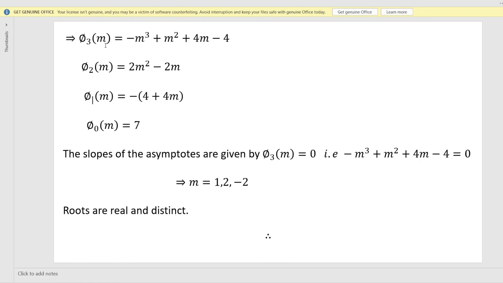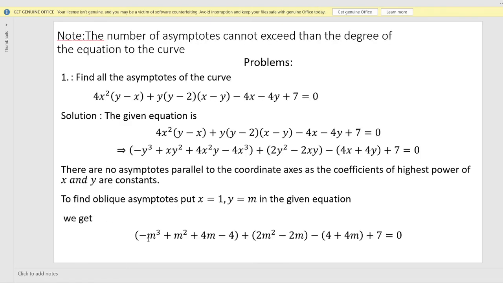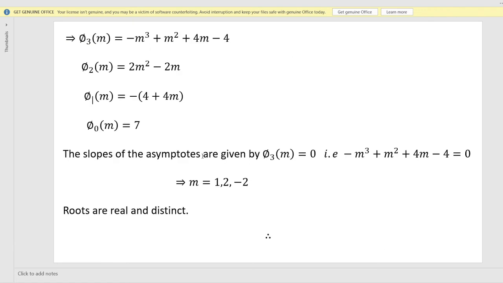Next, phi 3 of m, that is of degree 3. I write these terms which have degree 3. Look at 3: 1 plus 2 is 3, 2 plus 1 is 3, and 3. Totally, we have degree 3. So this is phi 3 of m, phi 2 of m, phi 1 of m, phi 0 of m.